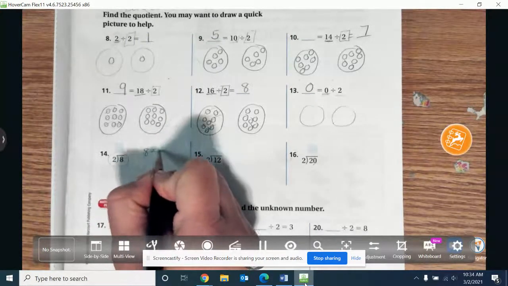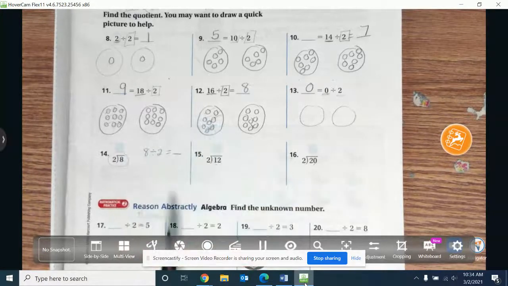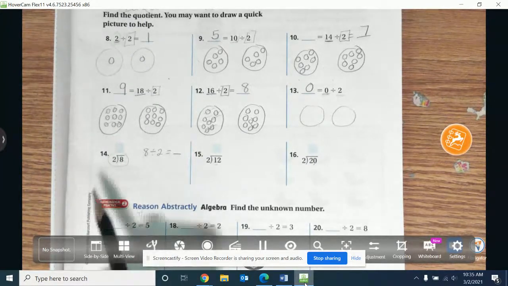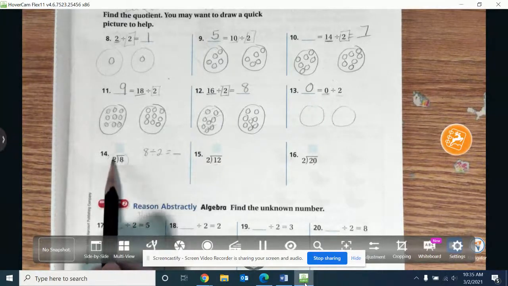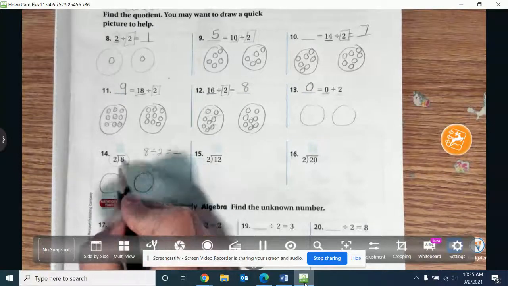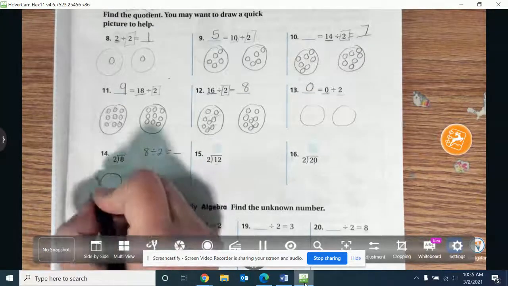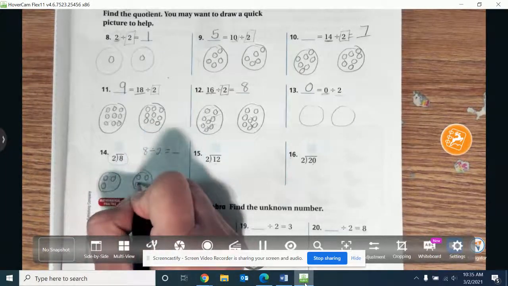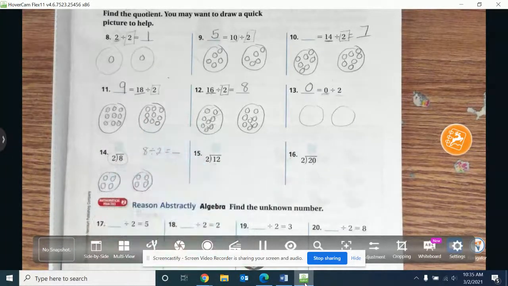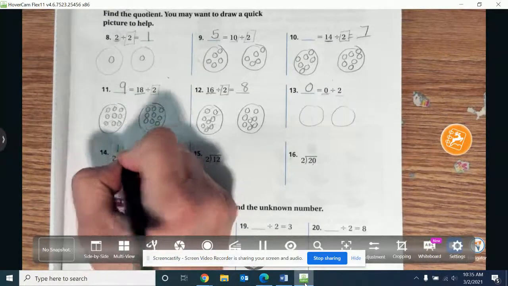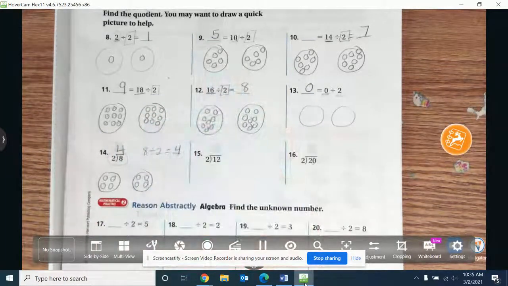8 divided by 2 equals what? The equal, or the quotient, the answer, is going to go on the top. It's the same thing. So the total and the groups: 2 groups, 8 total, 1 in each until we're done. 1, 2, 3, 4, 5, 6, 7, 8. How many are in each group? 4. The answer goes at the top, or if you want to write it this way, it's the same thing.